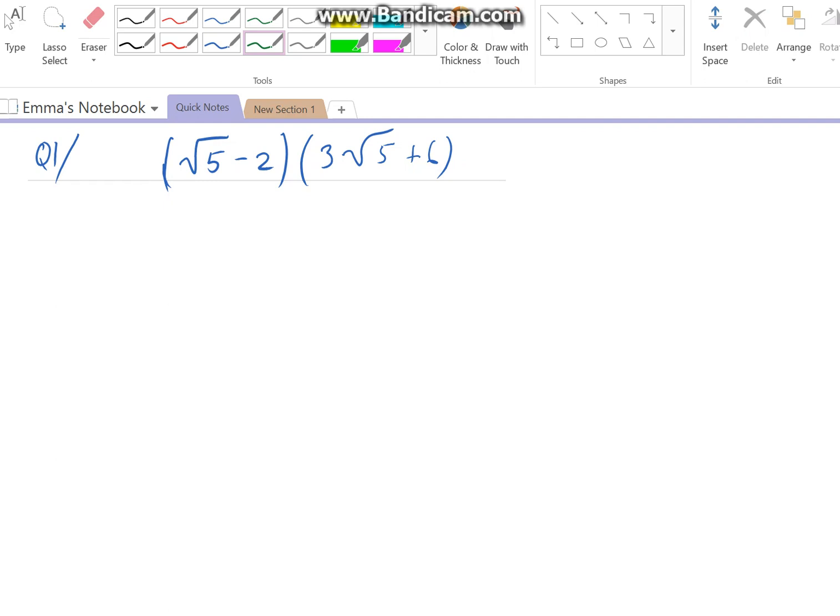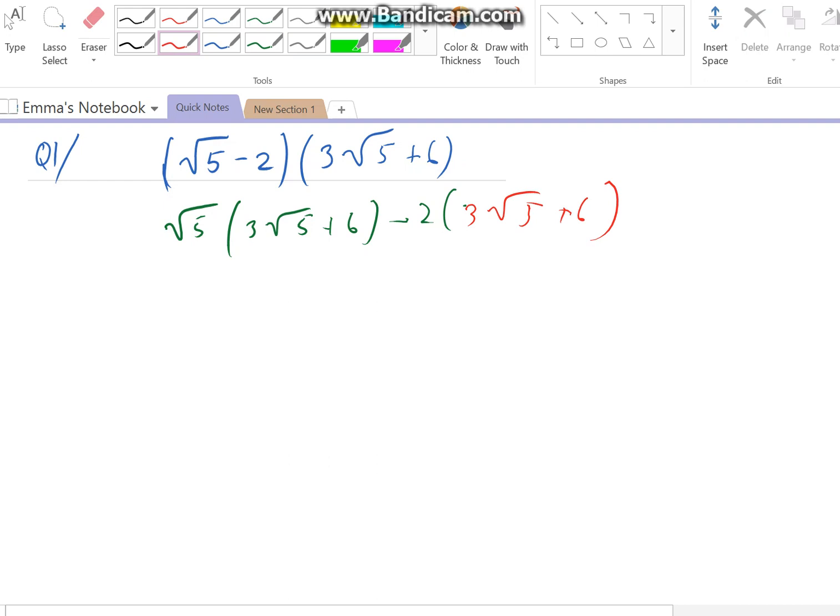So the first thing is question 1, simplify (root 5 minus 2)(3 root 5 plus 6). Bracket on bracket, what you generally do, split your brackets, no different here. So you're going to have root 5 times 3 root 5 plus 6, minus 2 times 3 root 5 minus 6. Just ignore the fact if the writing gets messy or starts to act up a bit.